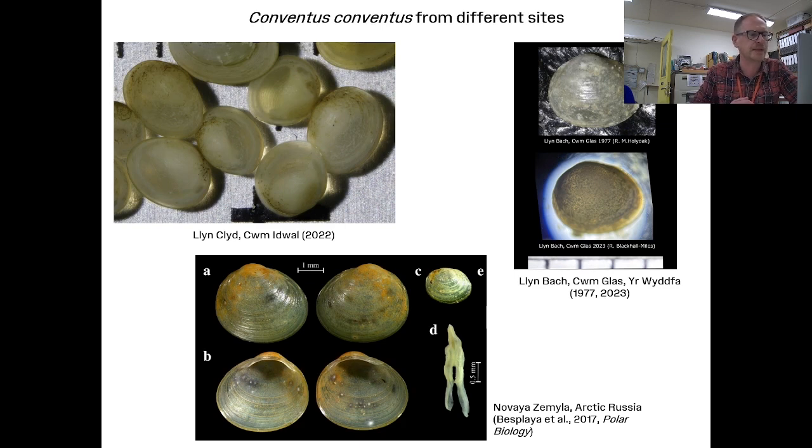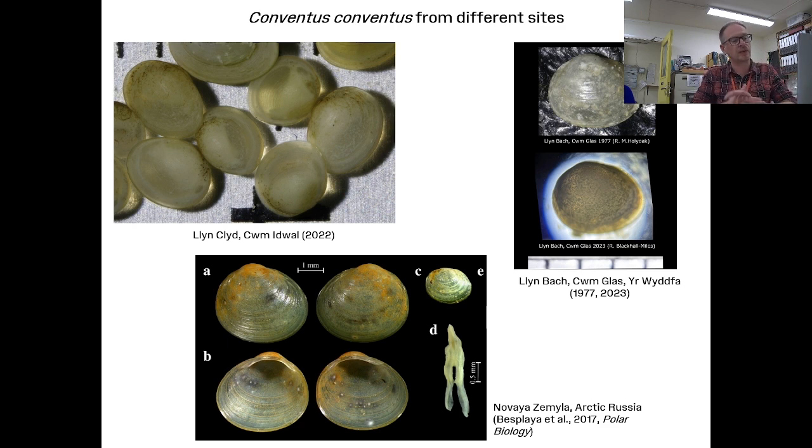In case you think we're imagining this, you can look at different specimens from different collections from these localities and others, and you find that all the conventus look the same. And in fact, you can go all the way to Novaya Zemlya, I think it's called, which is in the high Arctic of Russia, very, very remote place. And the shells look the same there.